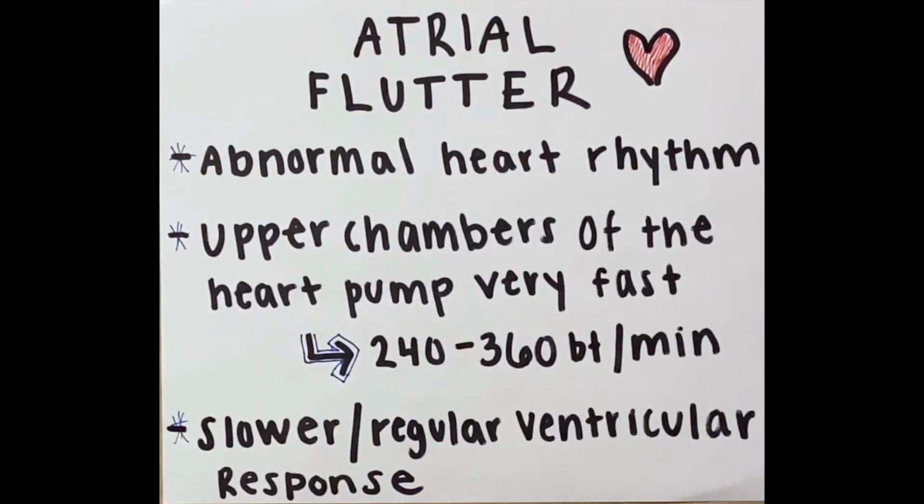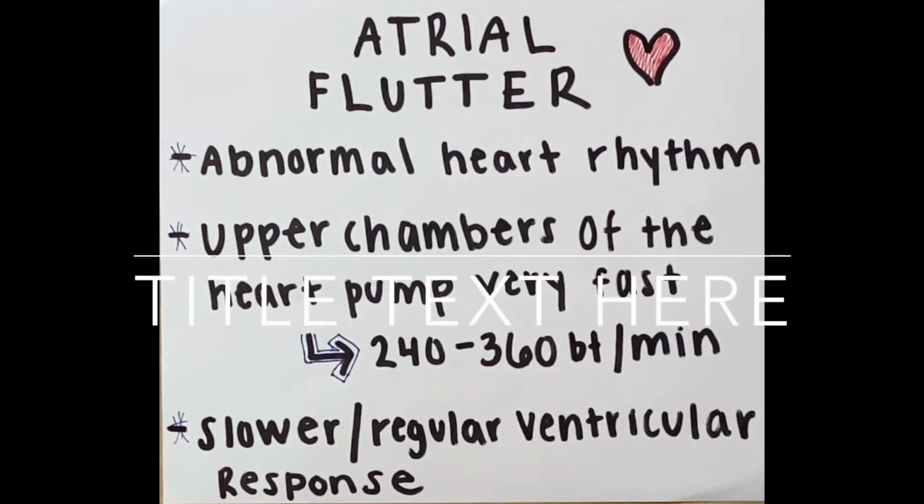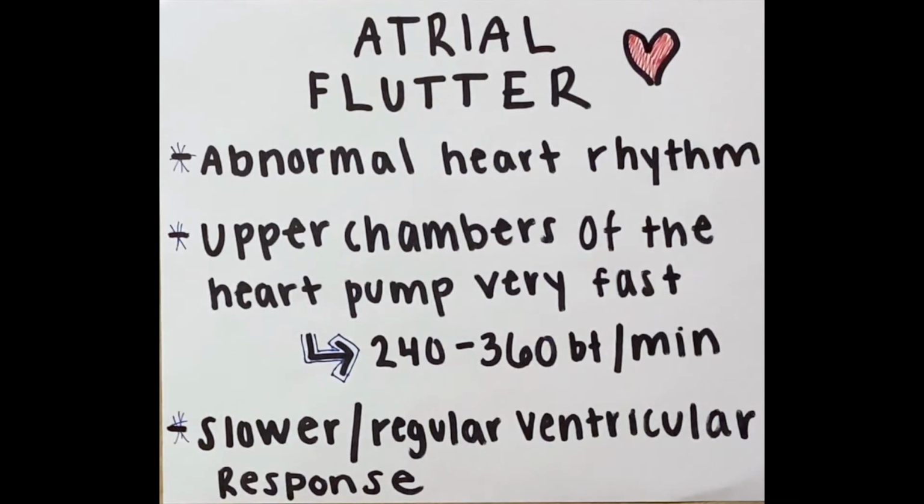Atrial flutter is a type of abnormal heart rhythm, or arrhythmia. It occurs when a short circuit in the heart causes the upper chambers, or the atria, to pump very rapidly. This is also known as atrial tachycardia. In atrial flutter, the atria typically beat between 240 and 360 beats per minute. There is usually a slower yet still regular ventricular response to this atrial tachycardia.